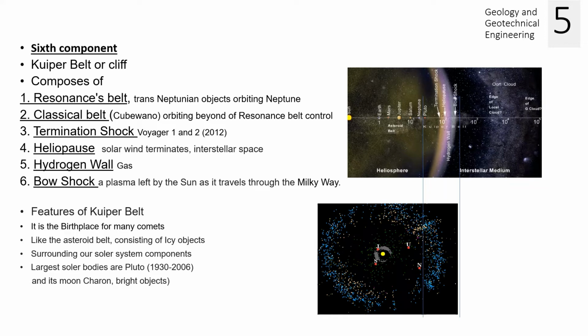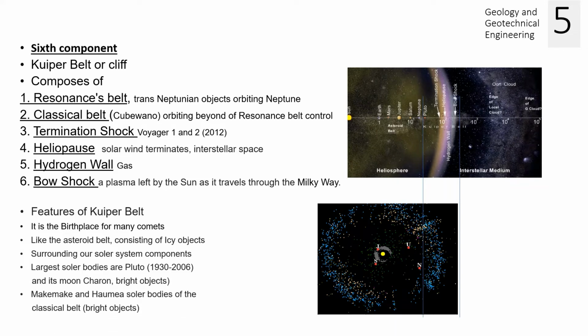Pluto was considered the ninth planet of our solar system in 1930, but this idea was rejected in 2006 because scientists believe that this solar body does not fulfill the definition of a solar system planet. Pluto also has a moon. Its moon is bright and is called Charon.